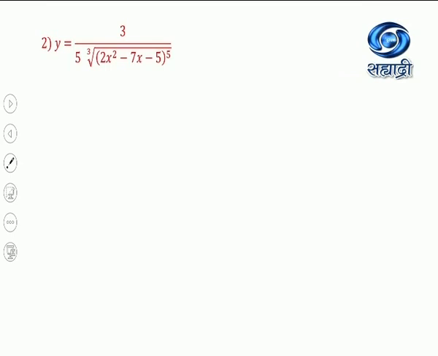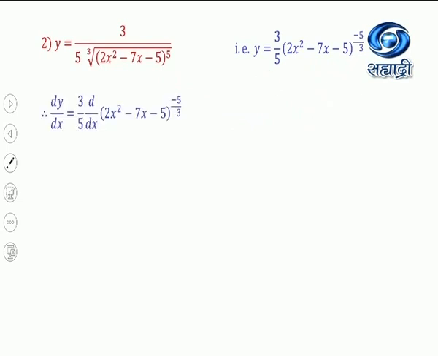y equal to 3 upon 5 into cube root of 2x square minus 7x minus 5 raised to 5. Now this can be written as bracket raised to 5 by 3 in denominator. So we take it in numerator and we write in this way. 3 upon 5 remains the same. Now bracket raised to 3 by 5 in denominator can be written in numerator as bracket to the power minus 5 by 3.